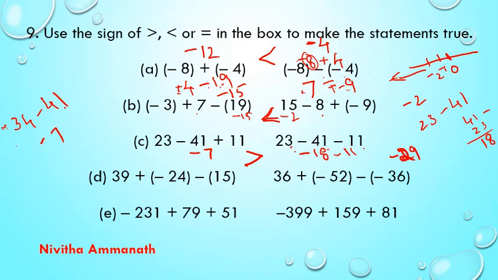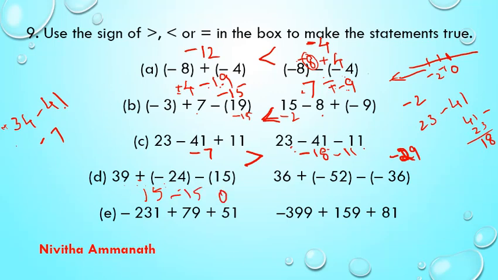And the next one, 39 plus minus 24 means plus of minus is minus only. So 39 minus 24, which is the answer? 5 here and then 1 here. So 15 is the answer. 15 minus 15 is 0.